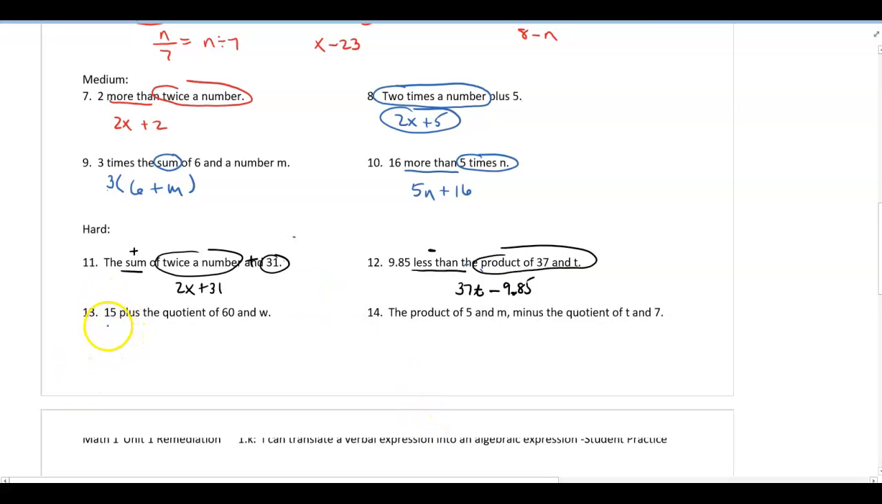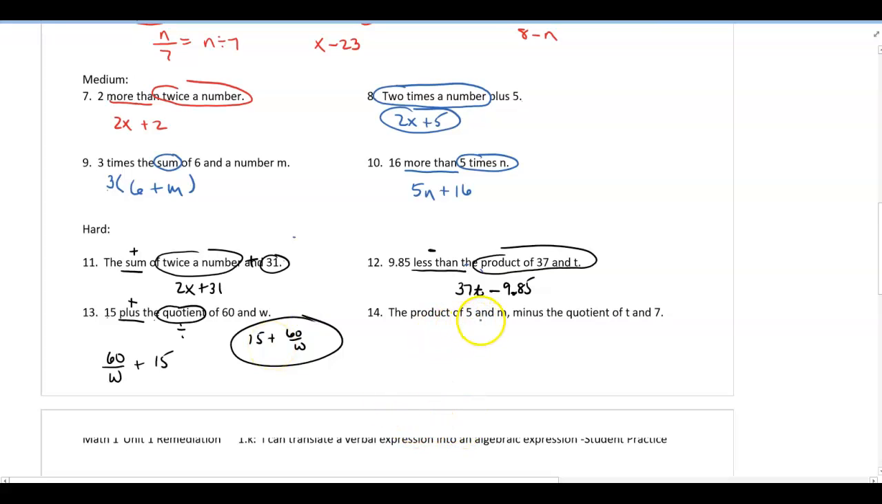Number 13, 15 plus the quotient of 60 and W. So 15 plus means addition, quotient means division. But it's 15 plus the quotient, meaning that has to get done first. So 60 divided by W, and we're 15 plus that. Oh, excuse me. It should technically be 15 plus the quotient, which would be 60 divided by W. Sorry about that.